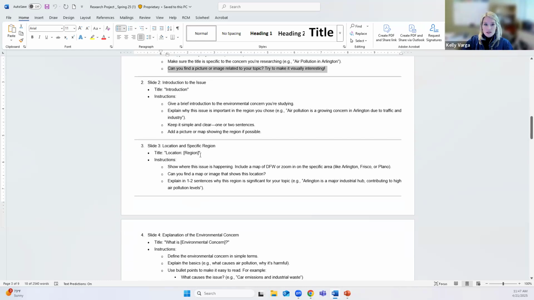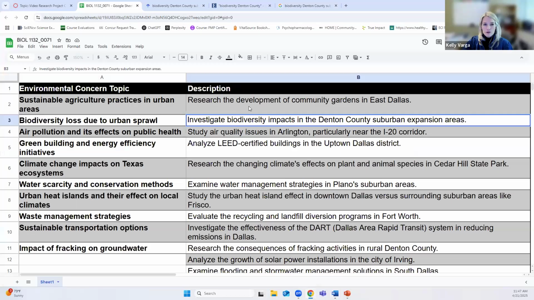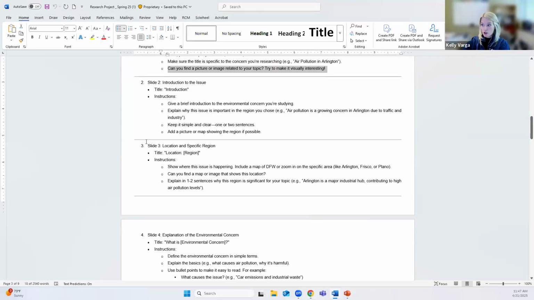Then you're going to move into the specifics. Now we're transitioning into, okay, biodiversity impact, urban sprawl inside of Denton. Now you're hyper-focusing. Now you're bringing me down, you're bringing me into this presentation, and you're telling me location, region, and you're telling me why this is, or what is the problem that's happening, right? That we are going to need to talk about.